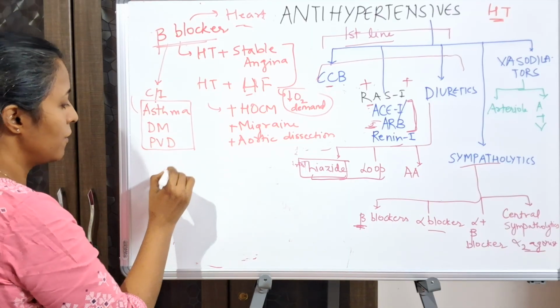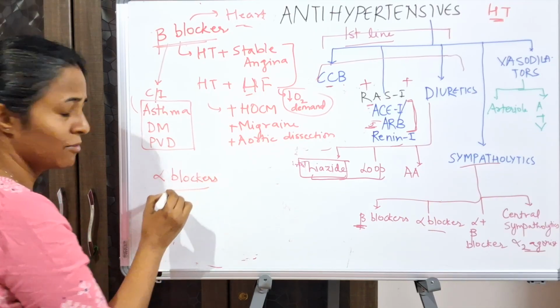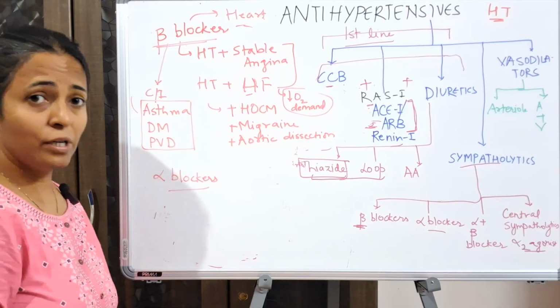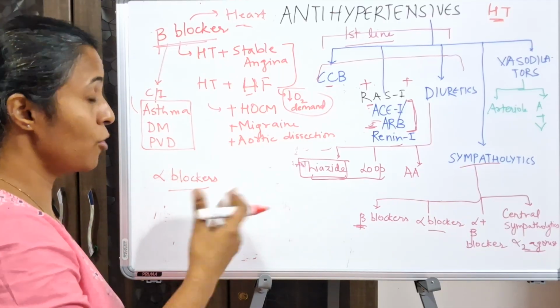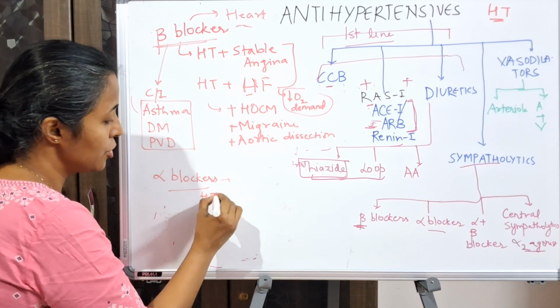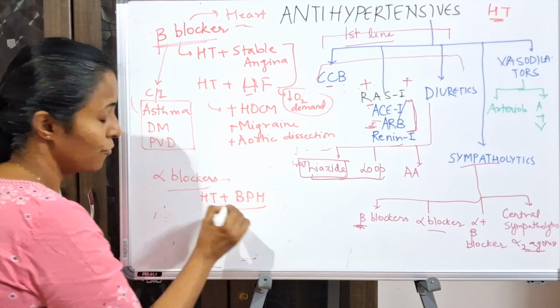Then moving on to alpha blockers. Alpha blockers, when are they preferred? Not the first line drugs. We have seen first line drugs are CCB, RAS, diuretics, not responding to what? Give combination therapy. Alpha blockers are given when hypertension is present with benign prostatic hypertrophy.